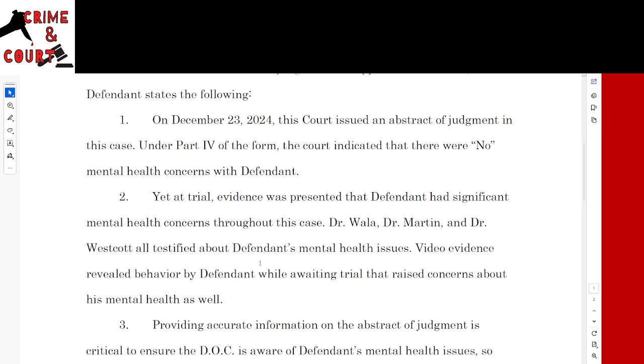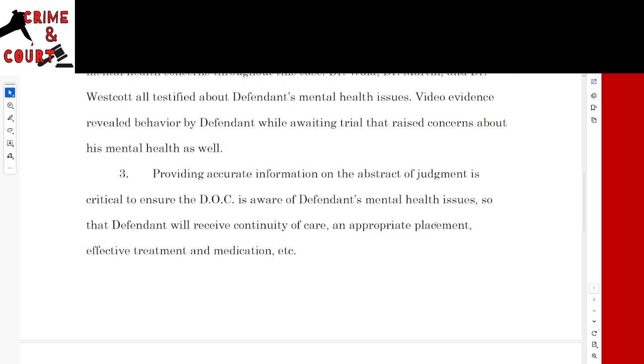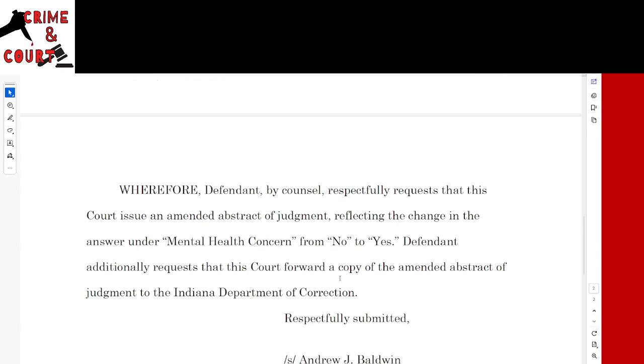So how on earth she got to there were no mental health concerns for the defendant is beyond all of us. She just makes up her own rules, Judge Gull. Providing accurate information on the abstract of judgment is critical to ensure the DOC is aware of defendant's mental health issues, so the defendant will receive continuity of care and appropriate placement, effective treatment, and medication, etc. Wherefore, defendant by counsel respectfully requests that this court issue an amended abstract of judgment reflecting the change in the answer under mental health concern from no to yes.